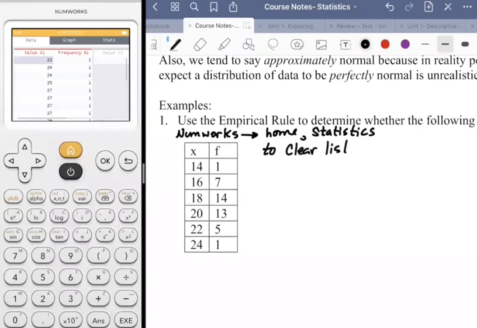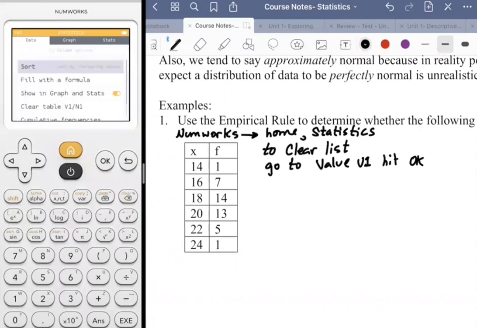All right, so to clear the list, go to value V1 and hit enter, and hit OK or enter. I'll make this look more like a 1. Value V1 and hit OK. All right. So right onto the red and hit OK, and you'll see an option that says clear table V1N1. That's what we want. So we go to clear table.